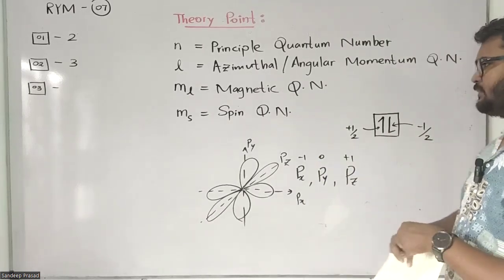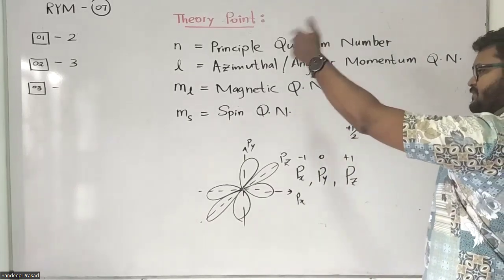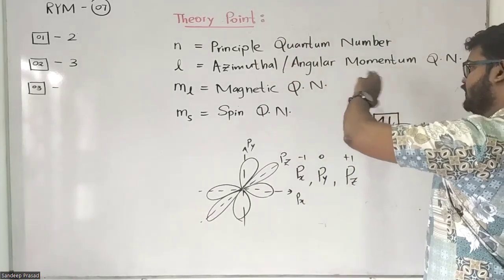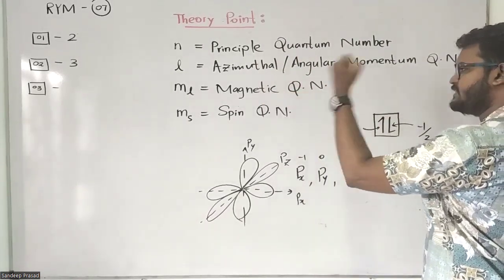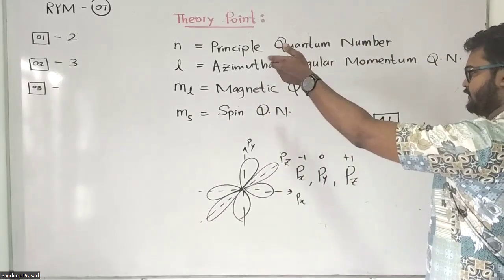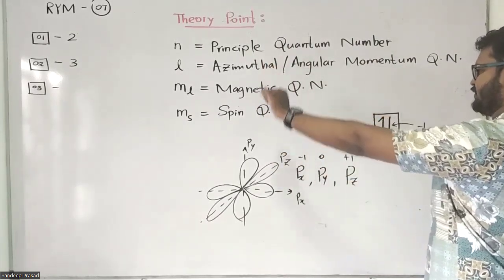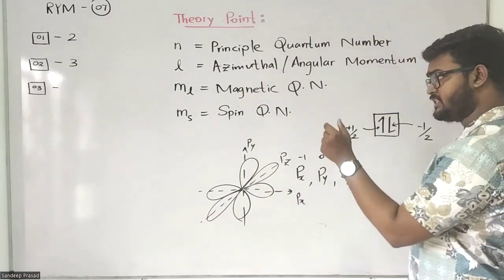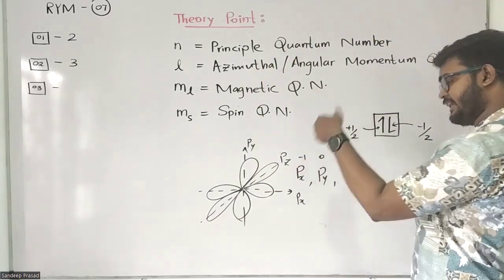There are 4 types of quantum numbers. Principal quantum number is representing the principal energy level. Azimuthal or angular momentum quantum number is representing the sub-energy level or the orbital, right? That means the shape of the orbital. So by looking at the azimuthal or angular momentum quantum number, we can tell the orbital shape. And the next one is the type of the orbital.